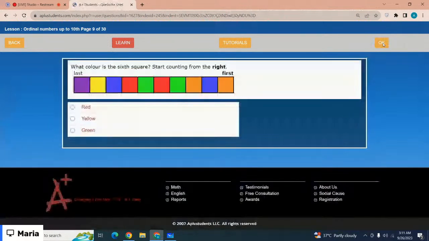What color is the sixth square? Start counting from the right. Which is the correct option?